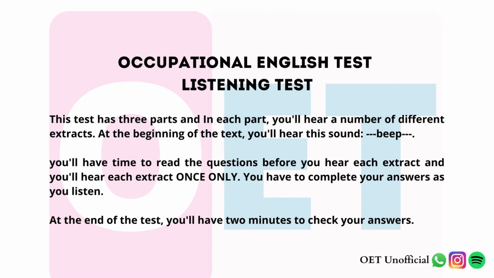The listening part of the Occupational English Test has 3 parts, and in each part you hear a number of different extracts. At the beginning of the test you will hear a beep sound. You have time to read the questions before you hear the extracts. You will hear each extract once only. You have to complete your answers as you listen. At the end of each test, you will be given 2 minutes to check your answers.